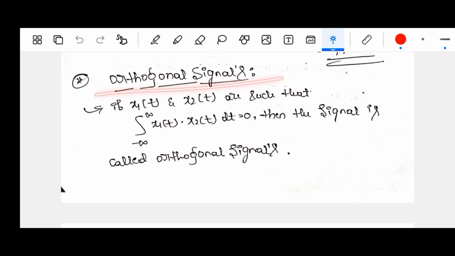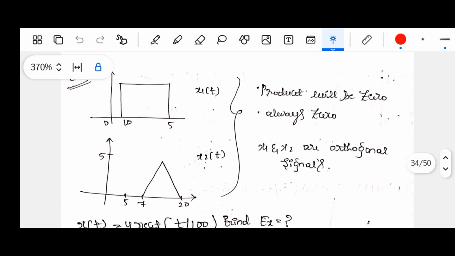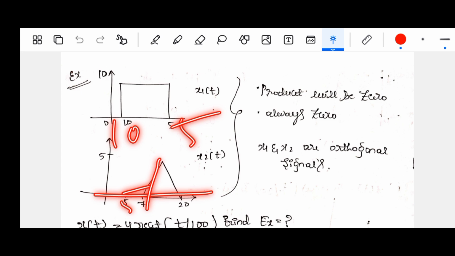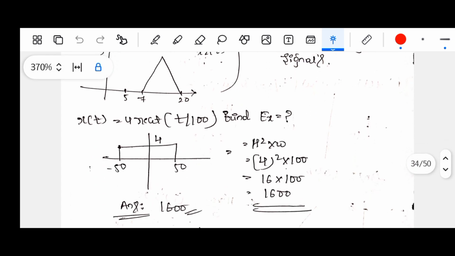Orthogonal signals. If x1 of t and x2 of t are such that the integration from minus infinity to plus infinity of x1 of t into x2 of t into dt is equal to 0, then the signals are called orthogonal. See some examples. See this signal. You see both signals. It is starting from 0 to 5. And the below signal is starting from 7 to 20. So here also 0, here also 0. Therefore the product will be 0, always 0. x1 and x2 are orthogonal signals.